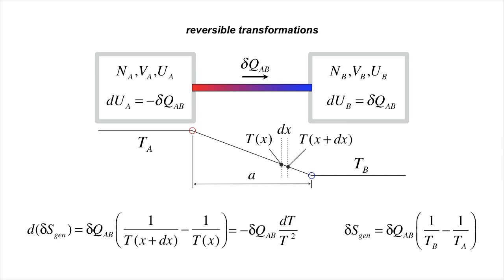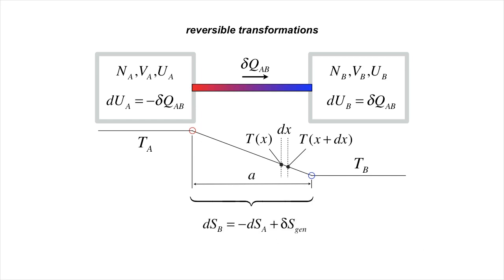Since this is a steady-state process, the entropy of the conduit cannot change with time. Rather, this additional entropy is transferred via heat flow into system B, which experiences a net increase in entropy greater than the decrease in entropy of system A.